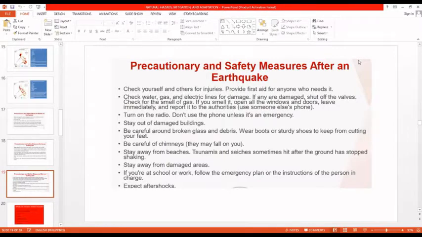Halimbawa, yung bahay nyo may chimney, di ba? Social. So basically, ingat lang kasi baka yung condition niya is naging marupok. Marupok na yung term, di ba? Dahil sa lindol, baka kasi mahulog.